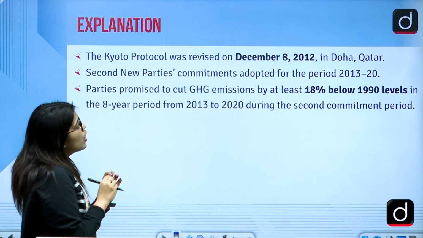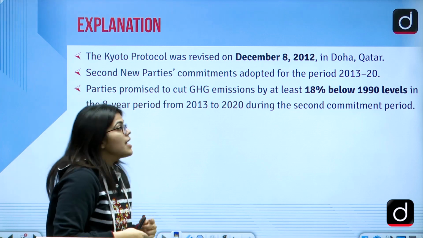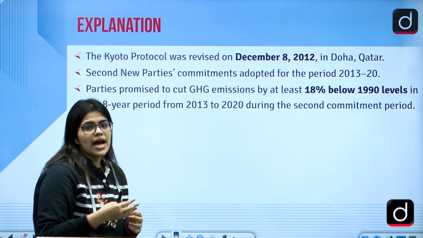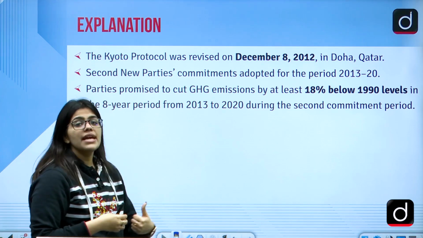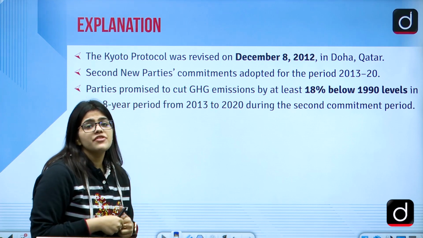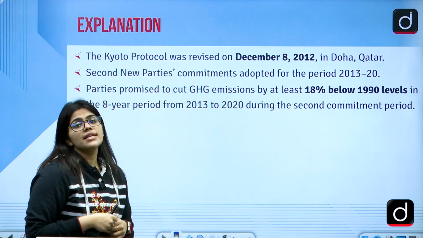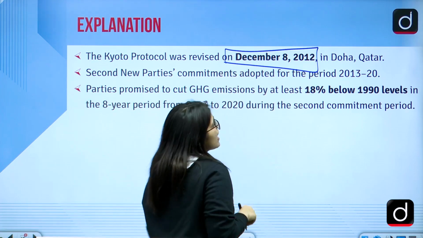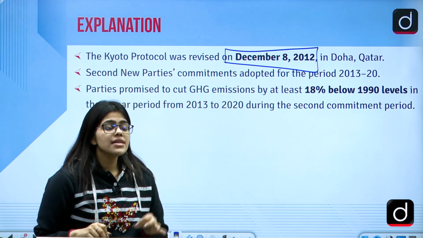The Kyoto Protocol was again revised in 2012. There is another revision that happened on December 8, 2012. They again revised, and this revision happened in Doha, that is in Qatar. So this is again an important date. And why is it important? Because they have already asked this once.